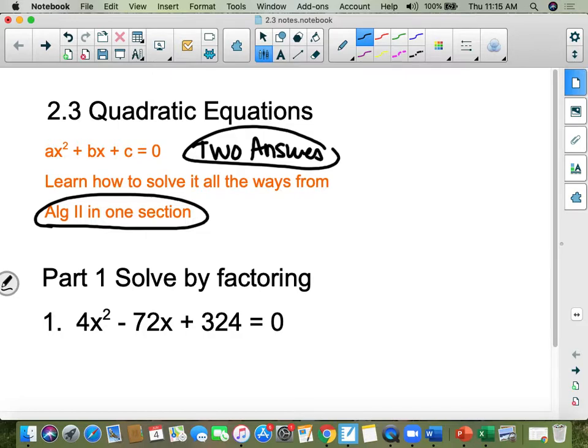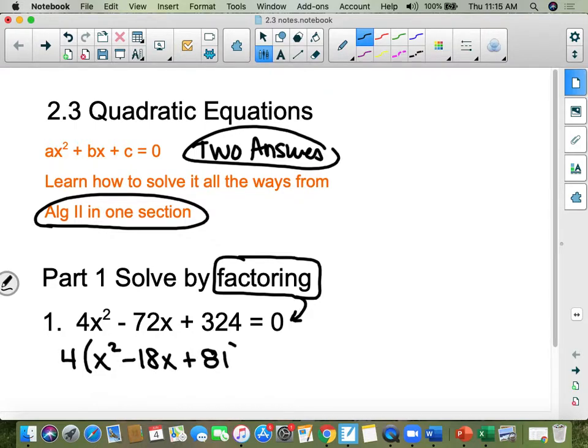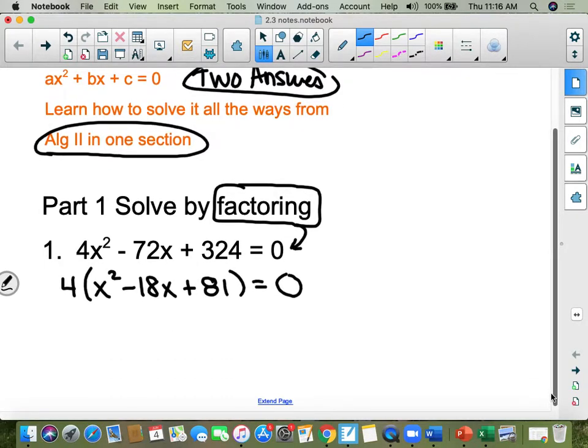Okay, when you factor, this is very important. When you factor, you must have 0 on the right-hand side. You must have 0 on the right-hand side in order to factor. The first thing I'm going to do is take out the greatest common factor, which is a 4. So I have 4 times x squared minus 18x plus 81 equals 0. So I took a 4 out. Once I took a 4 out, now I'm going to factor.